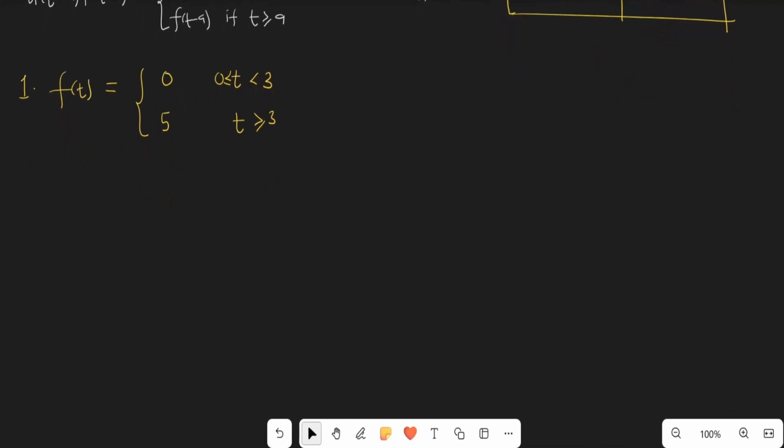How do you take the Laplace transform of this? Let me draw it for you here, a graphical illustration of what we have. The value is 0 for t between 0 and 3. Let me use the yellow pen. Let's say 3 is here. Between 0 and 3, the function is 0, so this is 0 and this one is 3.